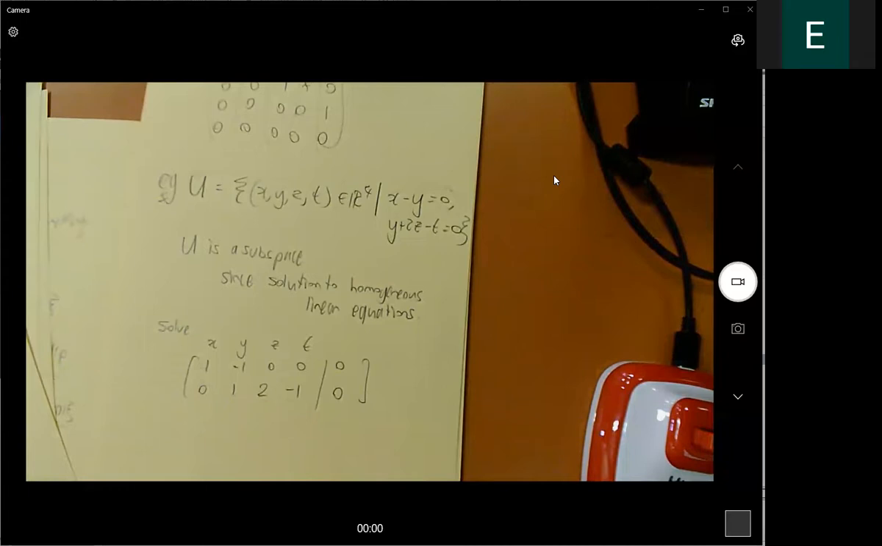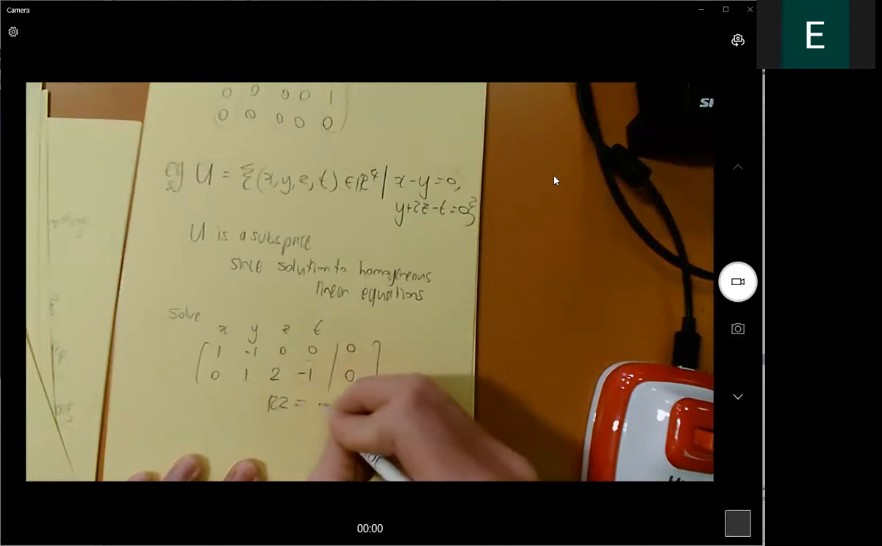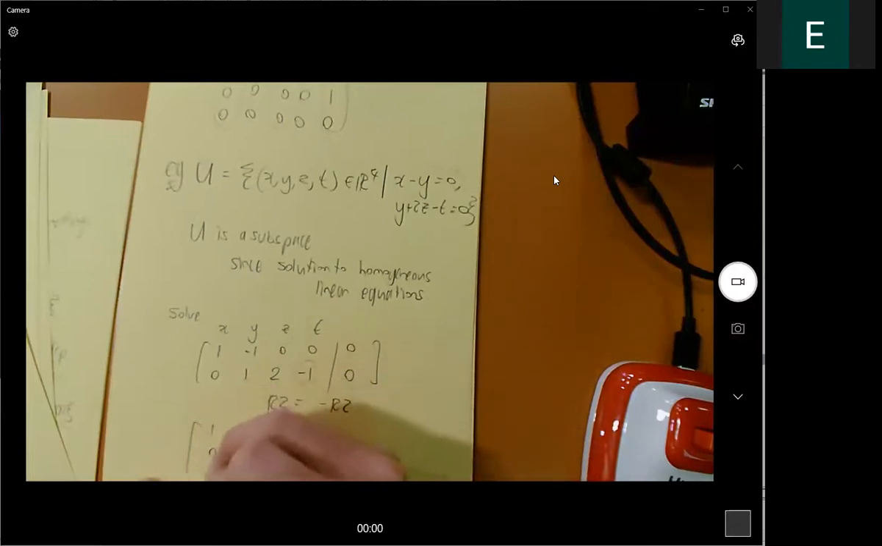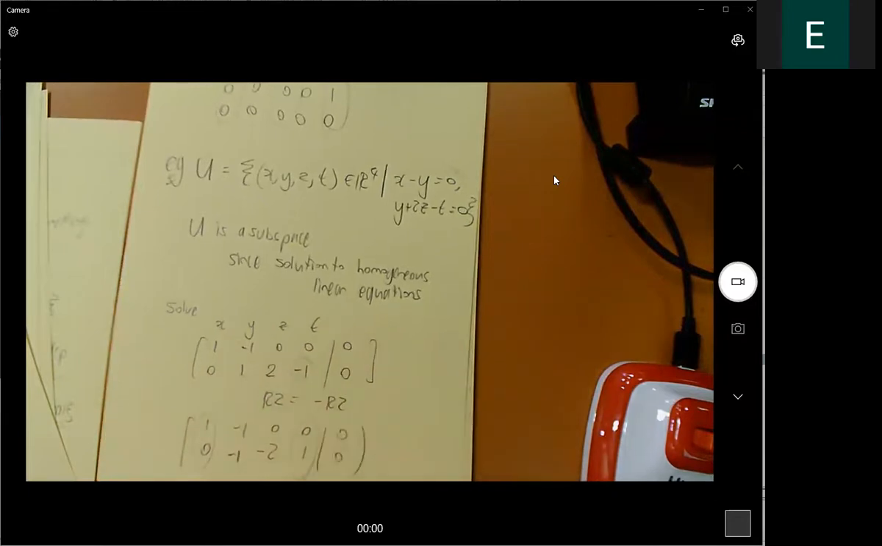Since you've done the slack variables thing, you have learned that you can put pivots wherever you want. And so I choose to put the pivot here. So they're my pivots, and Y and Z are going to be my free variables.